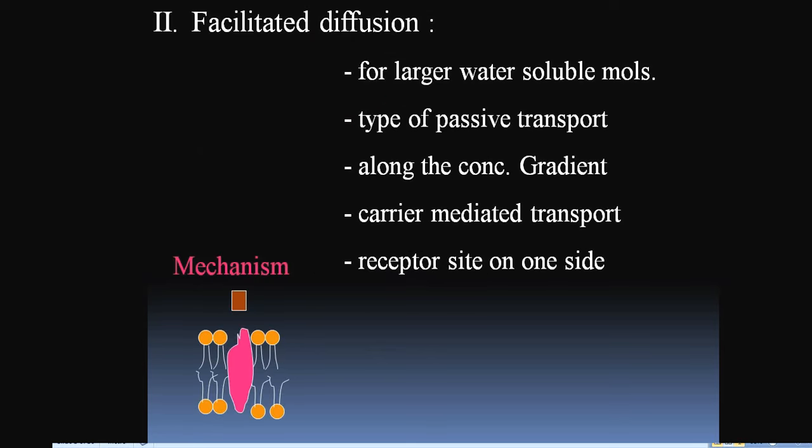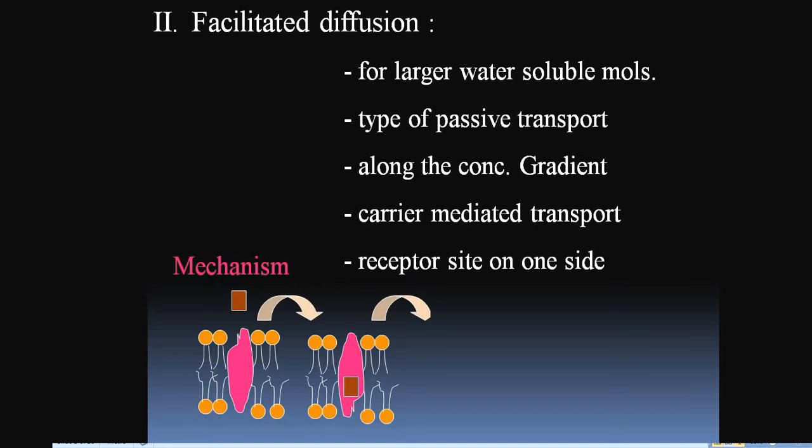This was concerned with simple diffusion. When we see the second part, that is facilitated diffusion, this diffusion occurs for larger water soluble molecules. It is a type of passive transport. It occurs along concentration gradients. It requires carrier mediated transport. The receptor site is on one side like this. This is the mechanism shown in this animation.